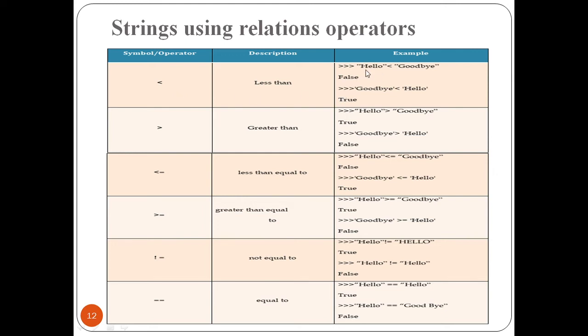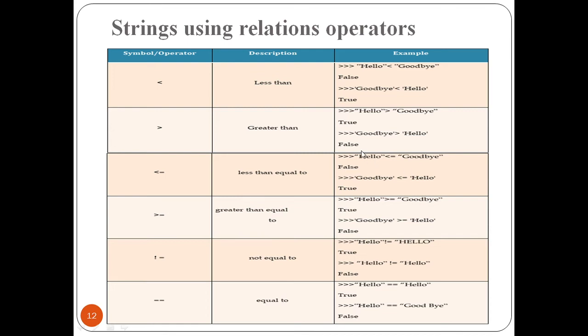So here, what is the H ASCII value? H ASCII value is 72 and G ASCII value is 71. So 72 is less than 71. That's a wrong statement, and I am getting false. Here 71 is less than 72. It's true, so it will give true. And all the operations will work based on the ASCII value.